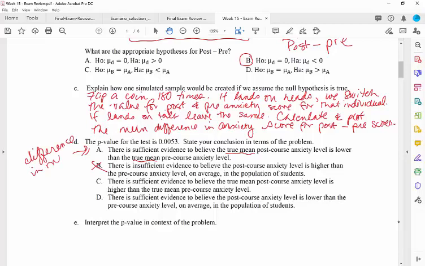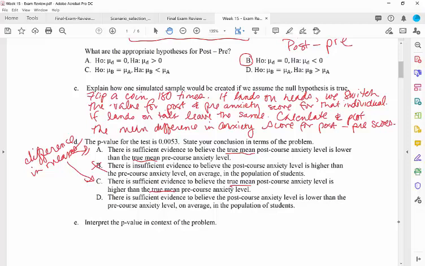So this would work if it was independent data, but it's not independent data. And if you read the C, that also talks about the true mean being higher than the true mean. So both of those would reflect independent data. This one also has the wrong direction because it says higher.